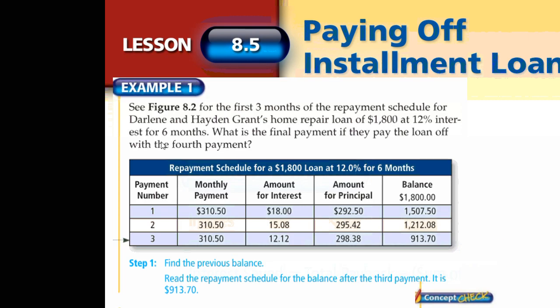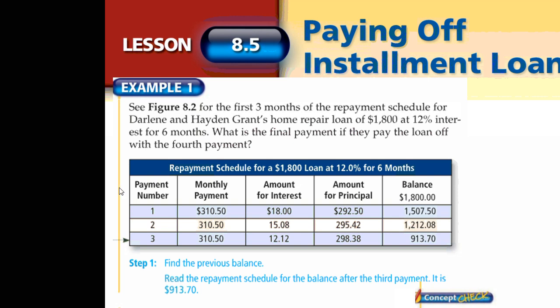Okay, let's look at the example problem. For the first 3 months, here's your repayment schedule for Darlene and Hayden Grant's home repair. They took an $1,800 loan out, and that's where this balance is. Their monthly payment is $310.50, and they're paying 12% for 6 months. They want to know what the final payment is if they pay it off in the fourth payment. So here's their first payment, here's their second payment, here's their third payment. We're going to calculate the payoff if they pay it off in the fourth month.